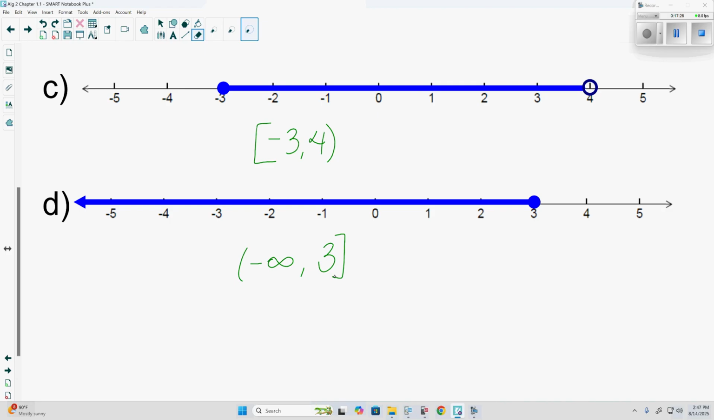Anybody have trouble writing the infinity symbol? Yes? Do you know an easy way to do it? Turn your page and then make an 8. You can rotate your page and then just draw an 8. It's like an 8 that fell down.